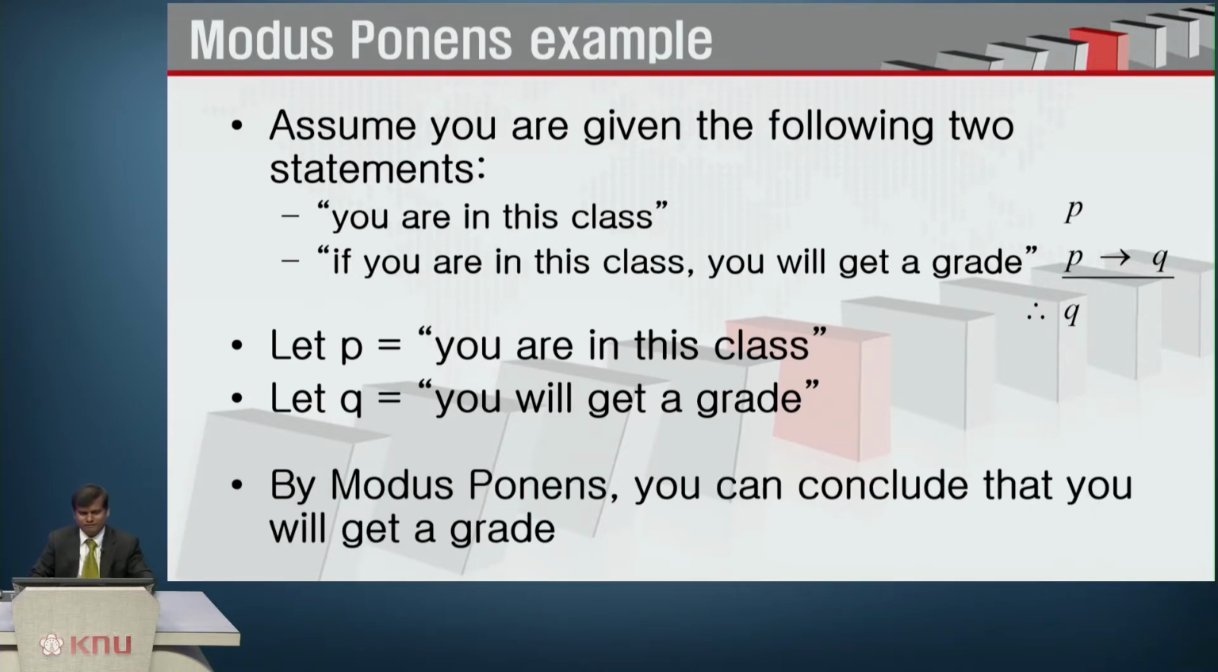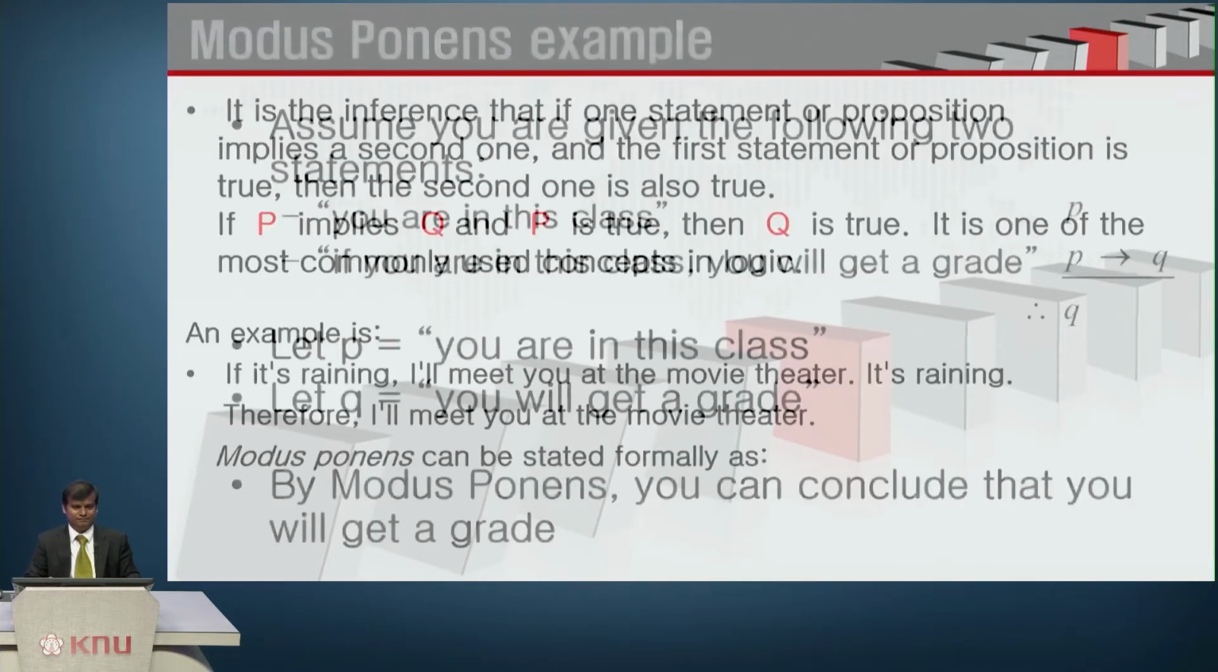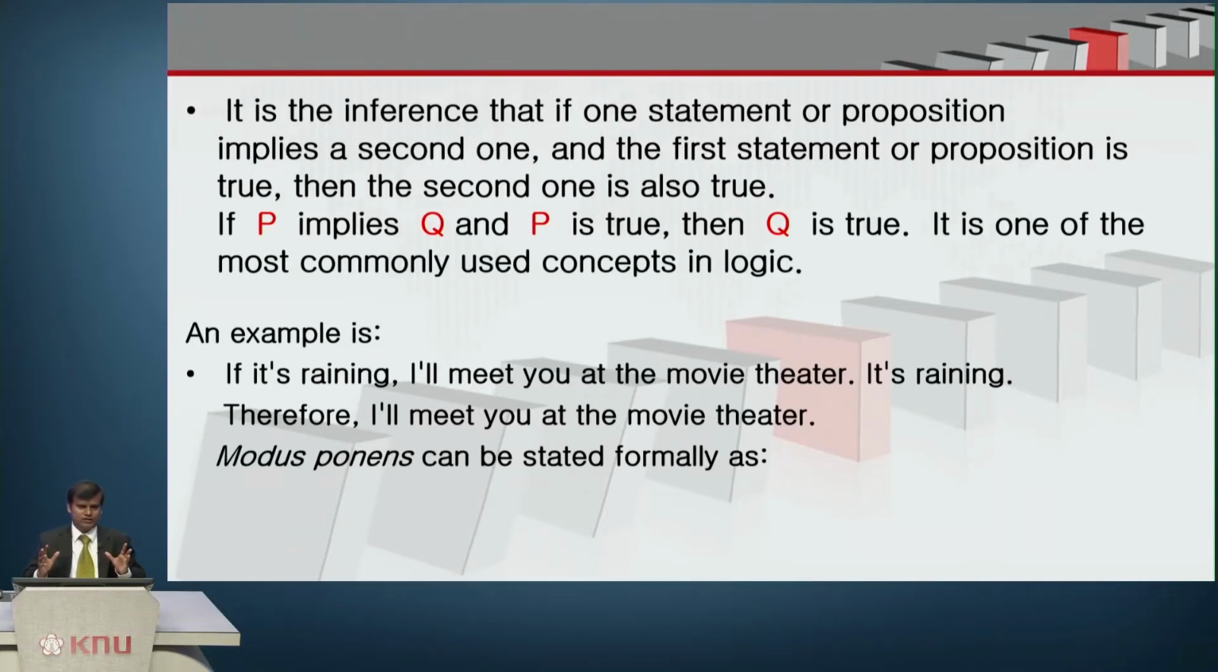So what does it mean? By the modus ponens method, you can conclude that you will get a grade. Let's think about it. If you are in the class, then you will get a grade. That's what modus ponens talks about, because P is you are in the class. If that is true, then the conclusion is also true, that you will get the grade. To understand further, let's talk about this.